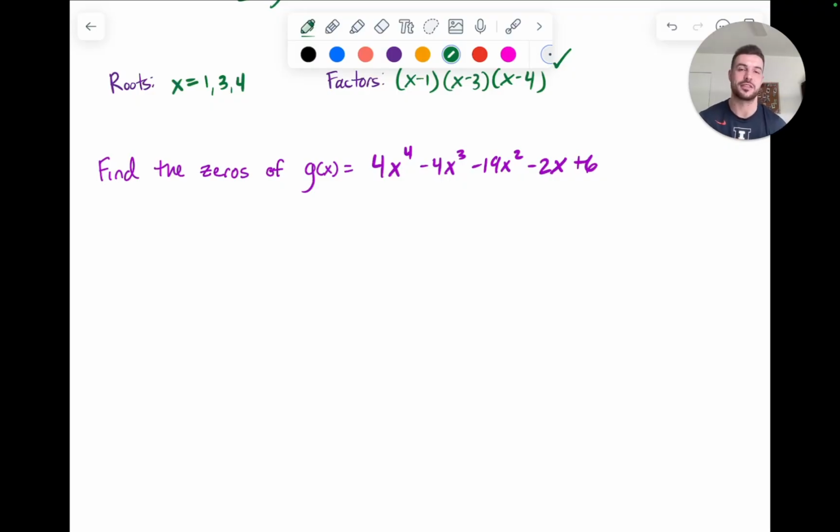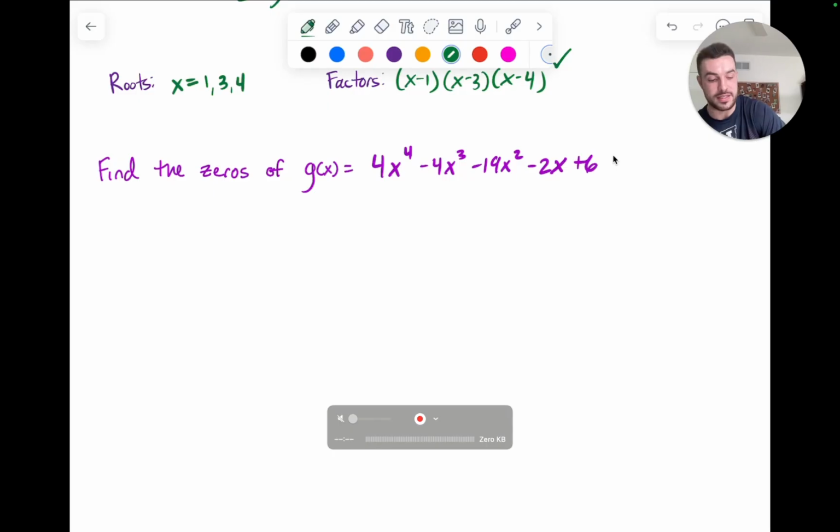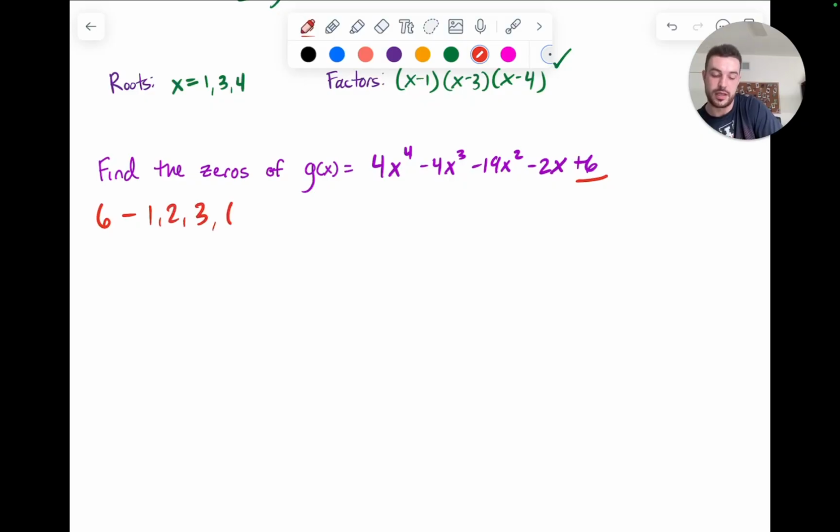And I can't factor this. There are 1, 2, 3, 4, 5 terms. We don't know how to factor with 5 terms. So this is exactly when our rational root theorem comes in handy. Now, what I can do is, again, take my p-value, which is 6, and I'm going to list out all the factors: 1, 2, 3, and 6.